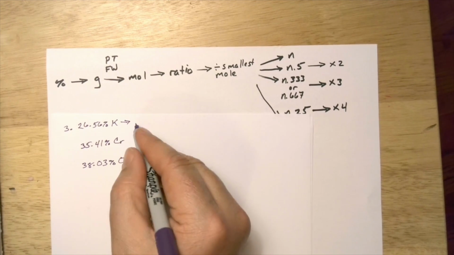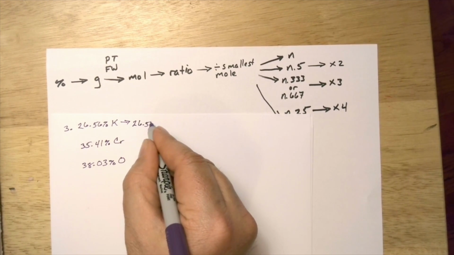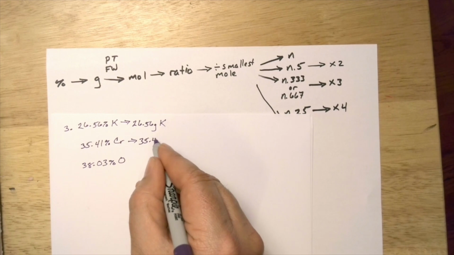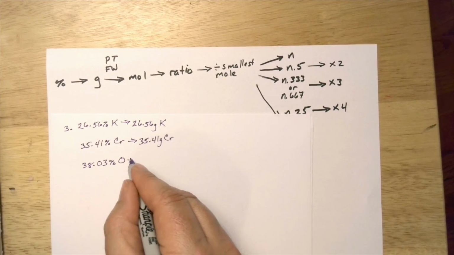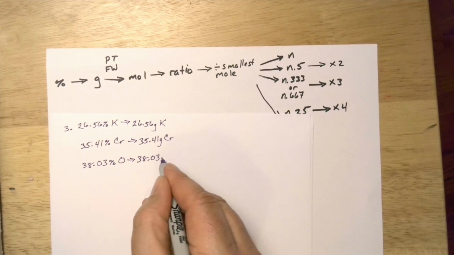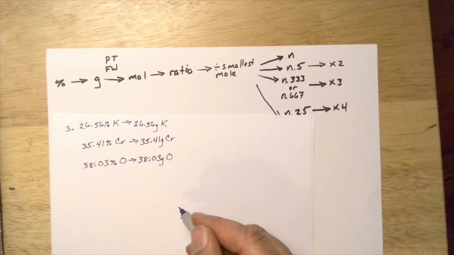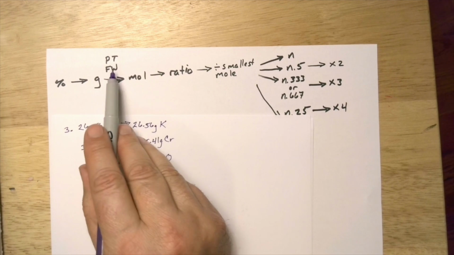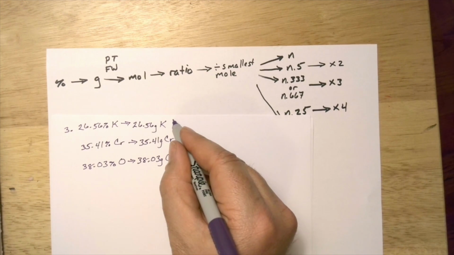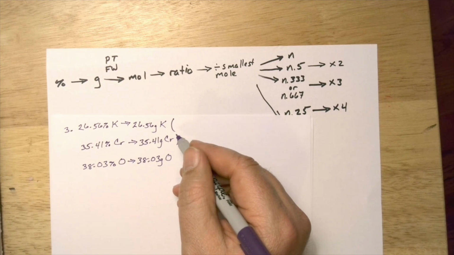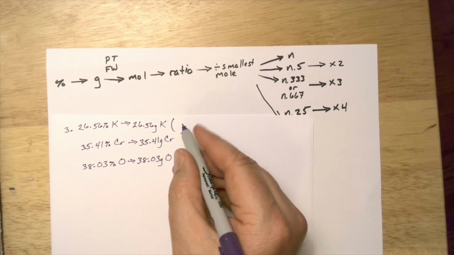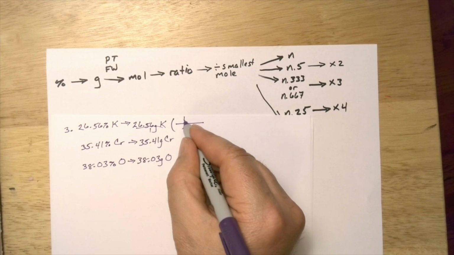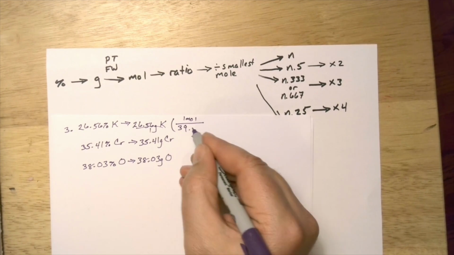So that means you would have 26.56 grams of potassium, 35.41 grams of chromium, and 38.03 grams of oxygen. And then we need to go from grams to moles, so we need to use a periodic table. So you have to look at the periodic table, and potassium has a formula weight of 39.0983 grams. So again, this whole thing is over 1, so I need grams on the bottom. 1 mole will go on top, so 39.0983.